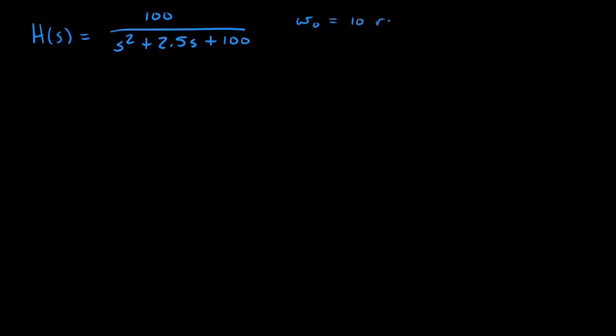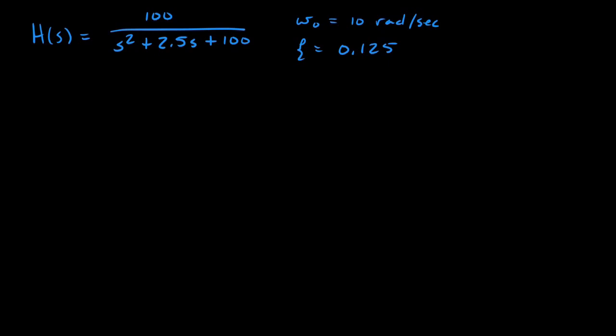Again, let me go ahead and write the transfer function up here just so we don't forget what we started with. So we had H of s equals 100 divided by s squared plus 2.5s plus 100. And we know that our resonant peak frequency is going to be omega naught equals 10 radians per second, and we know that our zeta value is equal to 0.125. Because of that, the phase is going to do the same thing that the last one did. It's going to roll from 0 degrees to negative 180 degrees, but it's not going to do it quite the same way because of the small damping ratio.